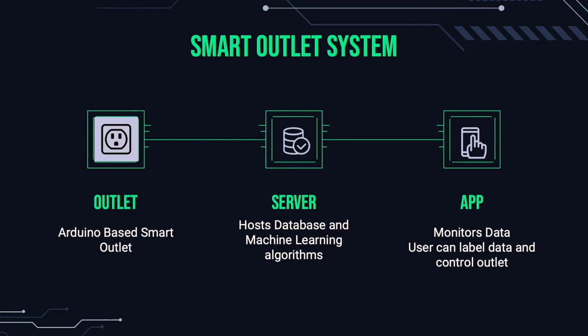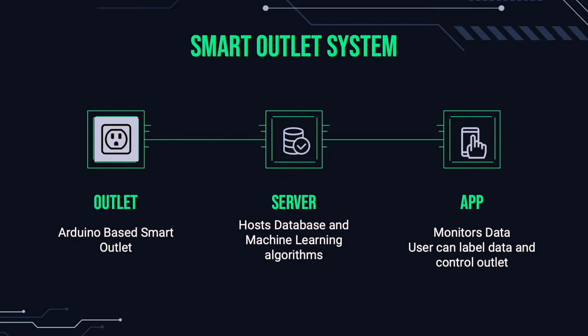So the way the system works is that the data from the outlet, the current from the outlet, is transmitted wirelessly to the server. In addition, once the data reaches the server, that data is also transmitted wirelessly to the app so the user can see it. The data collected from the outlet will be used to train the machine learning algorithms and also will be stored in the database along with the labels sent from the app by the user.